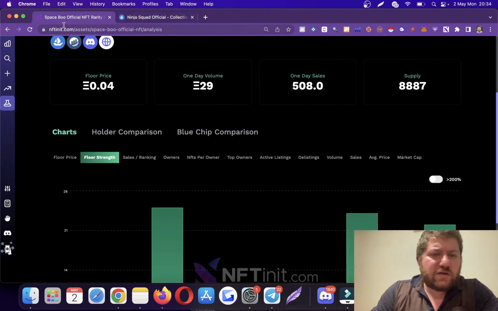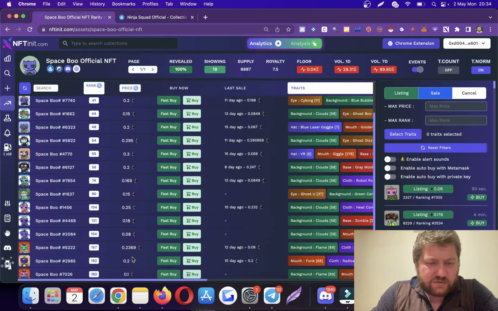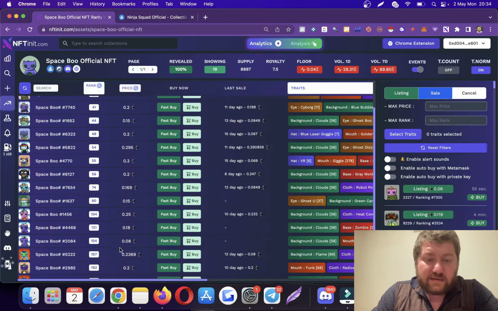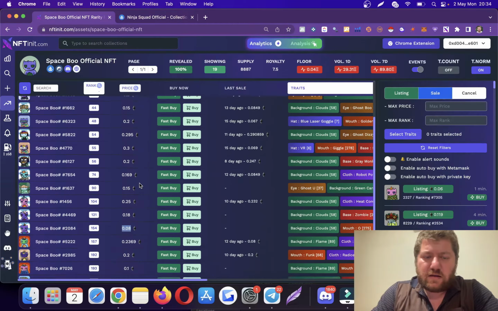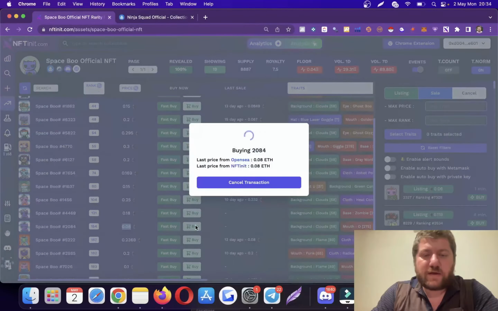You know what? Actually, let me buy this one, so I can show you guys how sniping works. This is not a bad deal, but I think this one in particular is a better deal, because 154 is an okay ranking for just 2 times the floor price. So let's buy it. All right.